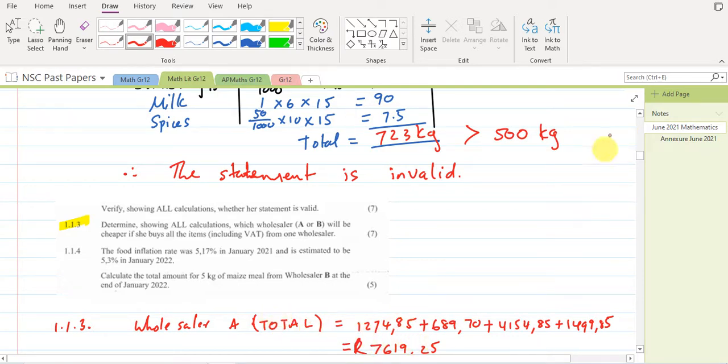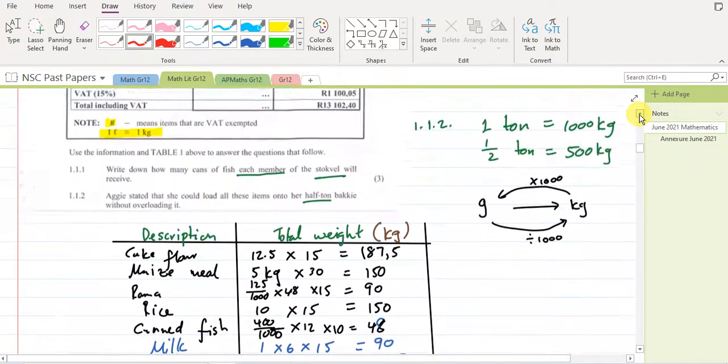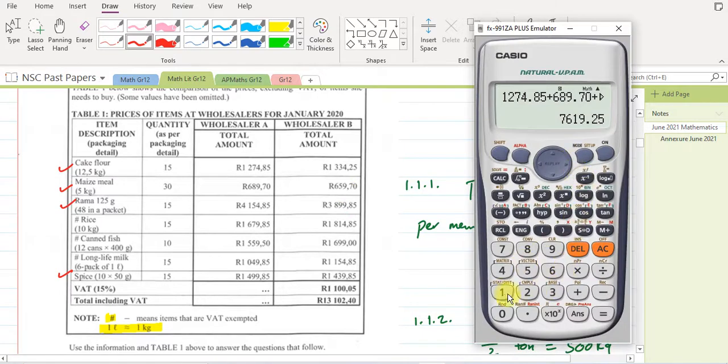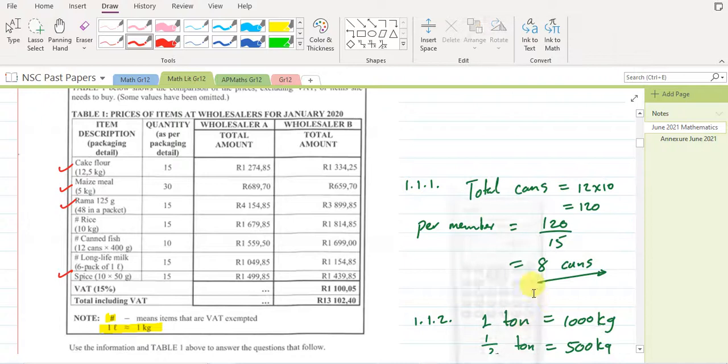So the total for wholesaler A is 7619, and the total for wholesaler B is, let's see, 1334.25 plus 659.70 plus 3899.85 plus 1439.85. Right, so just need to write this out.